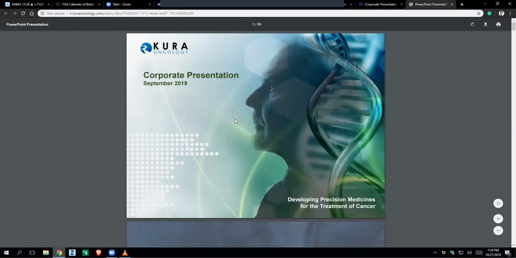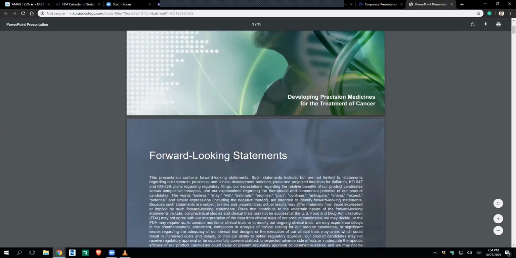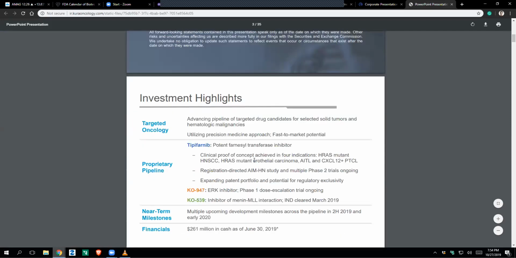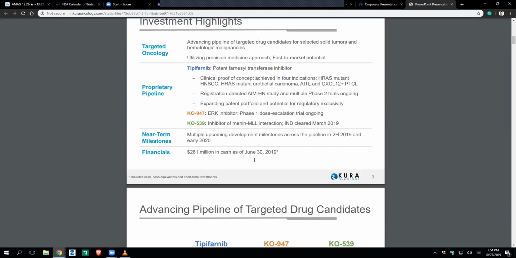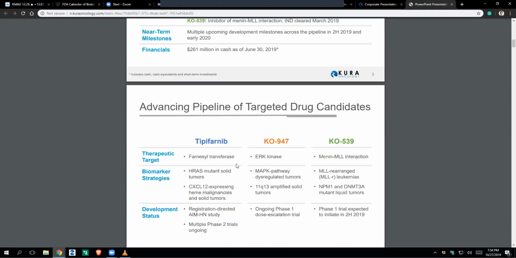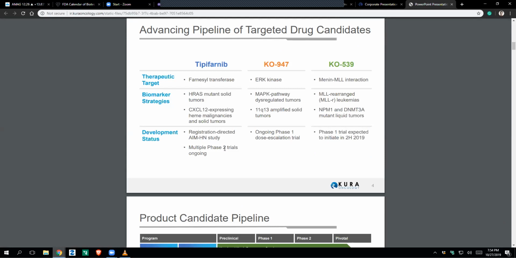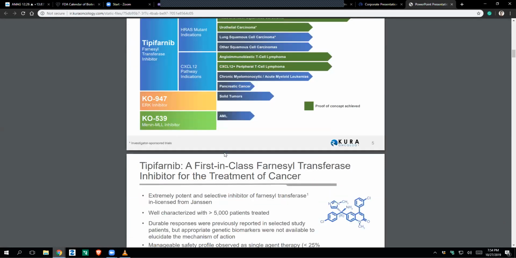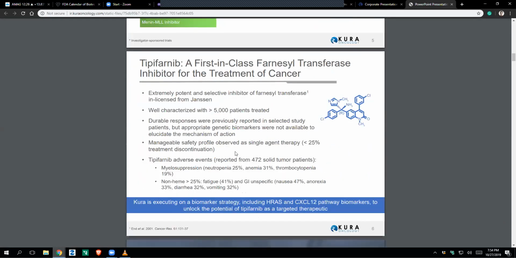I just want to take a look at their corporate presentation. Let's see if we get some more information on their data. 261 million in cash. Tipifarnib, they have multiple phase 2 trials going. They also have some other molecules. So it looks like they don't have much clinical data on this.